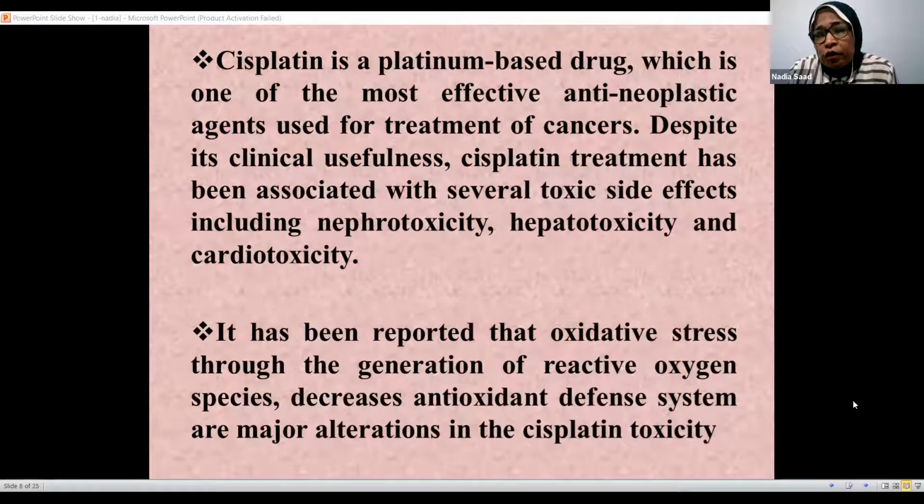To make a nephrotoxic model, we use cisplatin. It is a platinum-based drug which is used as an anti-neoplastic agent for the treatment of cancer. But despite its clinical usefulness, cisplatin has several toxic side effects like nephrotoxicity, hepatotoxicity, and cardiotoxicity. The excessive stress through generation of reactive oxygen species and decreases in the antioxidant defense system are the major alterations in cisplatin toxicity.